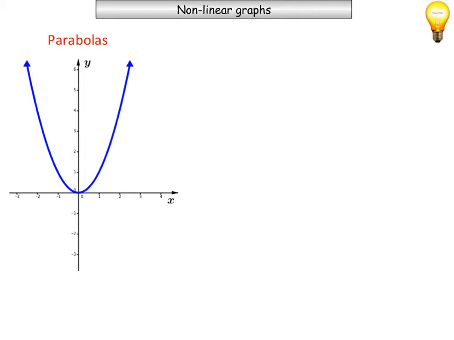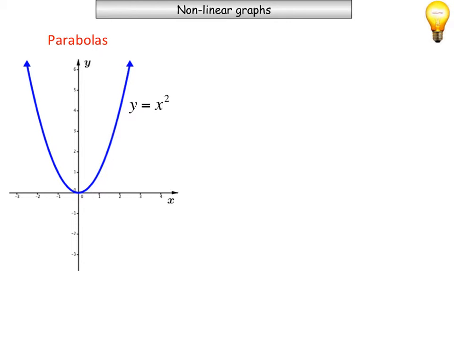Okay, let's have a look at a parabola. A parabola is a type of nonlinear graph. Here is our most basic parabola. It's a curvy graph and it's symmetrical on either side. This equation is y equals x squared. So for every x value, to get our y value, we square it.